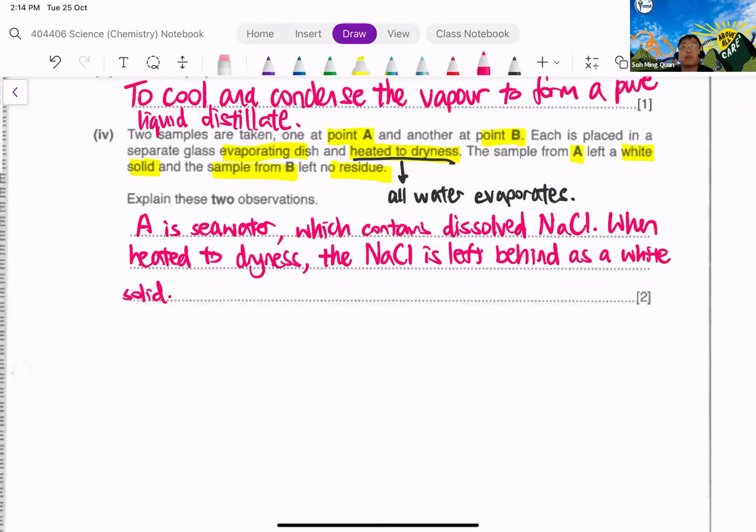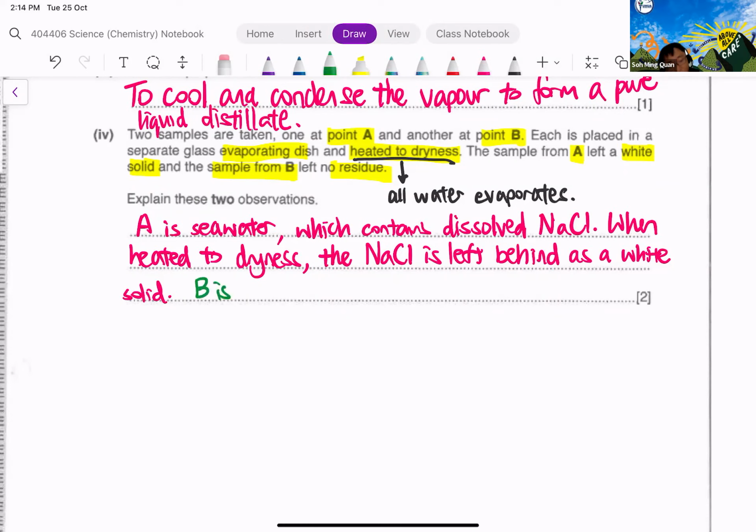Now, but this alone will not give you 2 marks. So always think about the examiner's marking. How will they give you 2 marks? They will only give you 2 marks if you have 2 points. This is 1.1. You only address A, but now you're going to address B. So now if you look back at the diagram, B is right at the end where you collected the pure water, right?